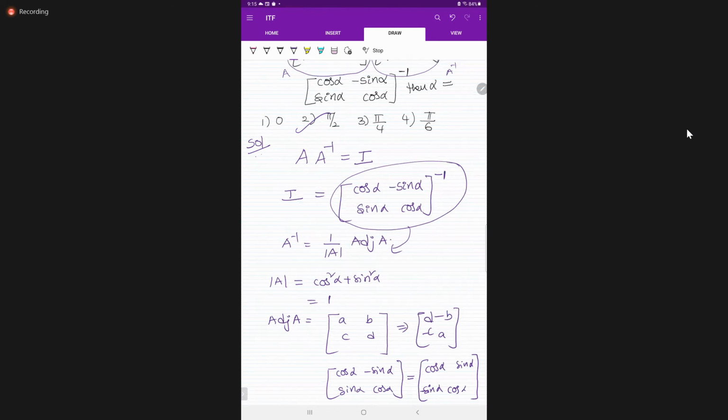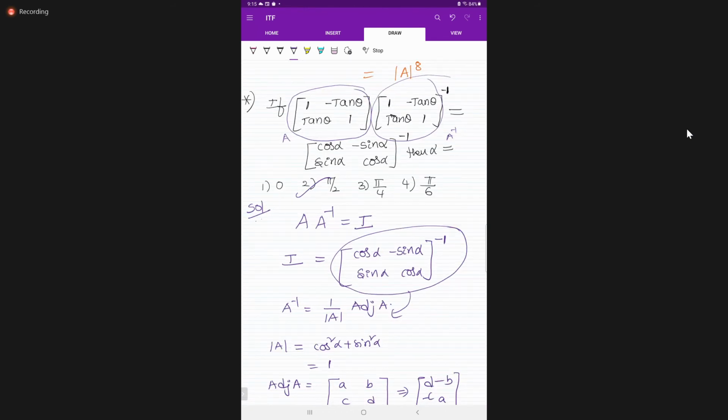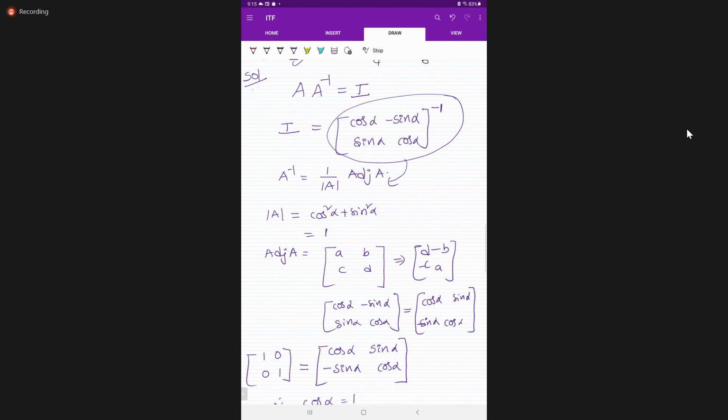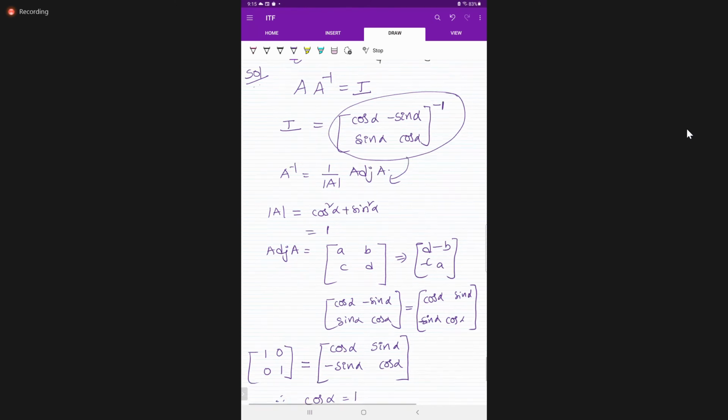Okay, write down students. So [[1, tan theta],[-tan theta, 1]] inverse is equal to [[cos alpha, -sin alpha],[sin alpha, cos alpha]]. So A into A inverse is equal to I. Take this as A and this as A inverse, which is nothing but I. A inverse is nothing but 1 by det A into adjoint of A. First we have to find det A and then adjoint A, then substitute there, then equate to the identity matrix. Then you can get alpha.